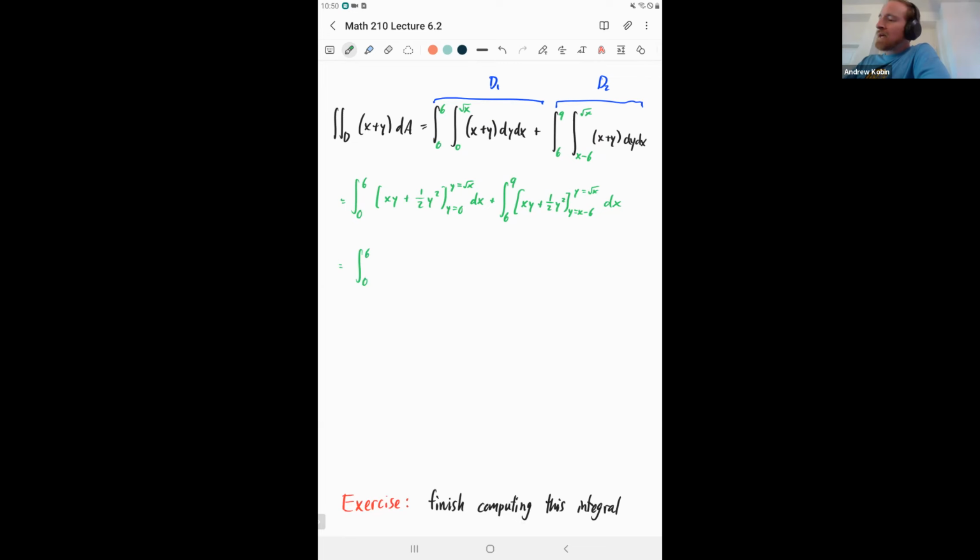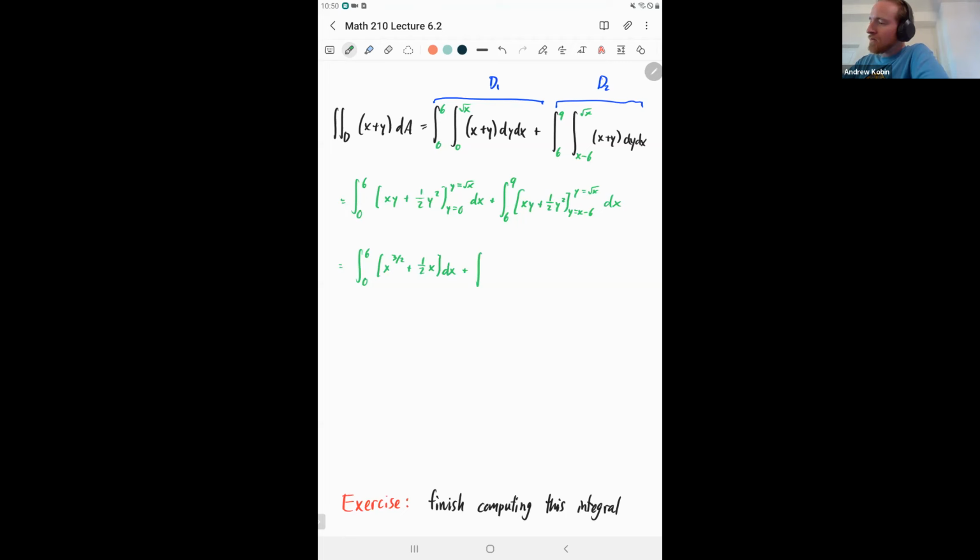So when I plug in y equals square root of x, here I have x times square root of x. I'm going to rewrite that as x to the 3 halves, because in a moment we'll need to, and actually I'll leave it for you to do, you'll need to evaluate this as the integral of x. When I plug in y equals root x into y squared, that just becomes x to the 1. And when I plug in y equals 0, everything becomes 0. So this is actually everything we get in the first integral.